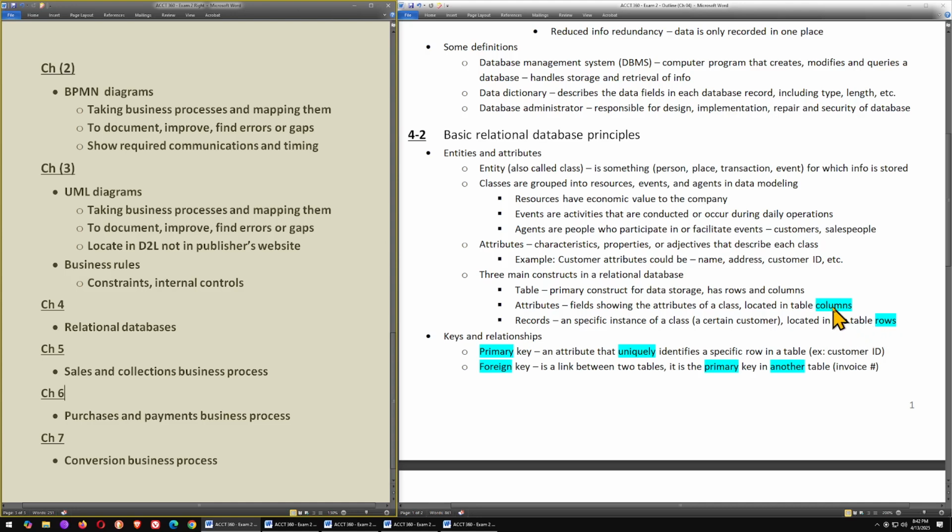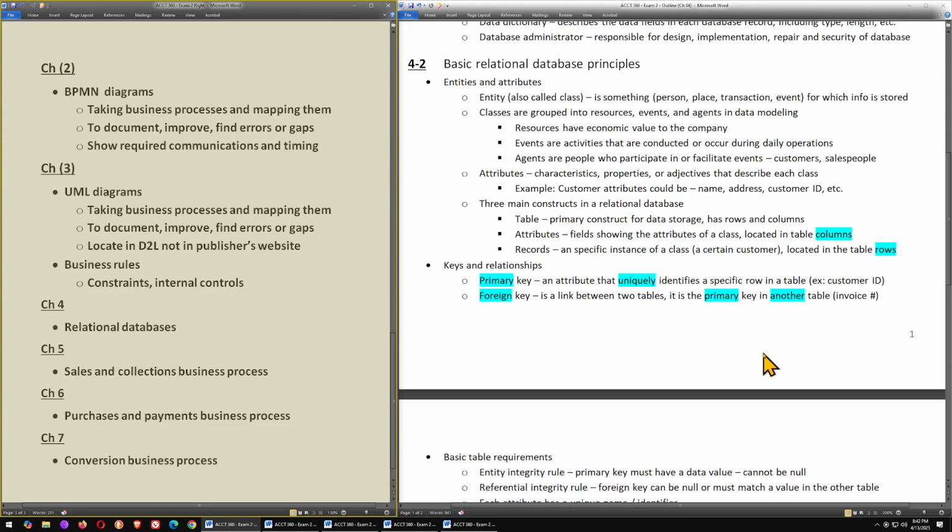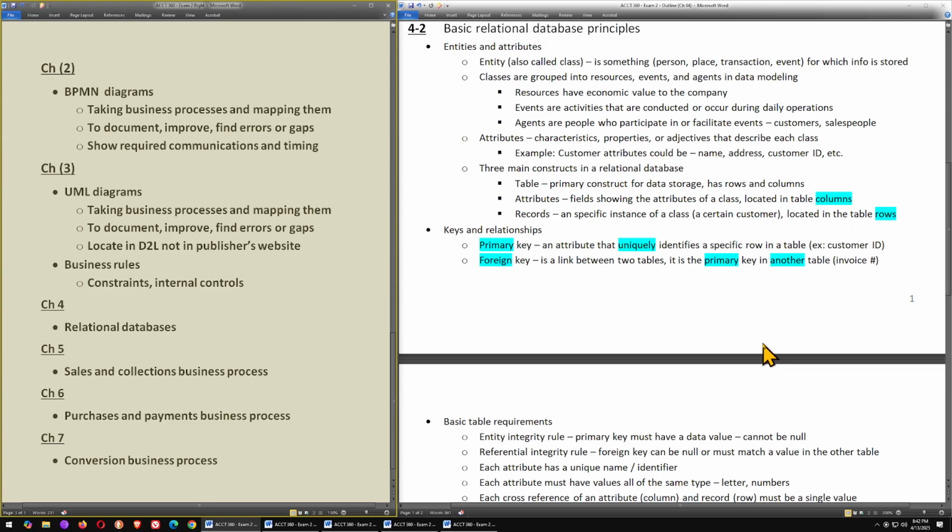What is the customer ID? What is their AR balance? How many purchases have they made? What is their home address? What is their billing address? Those are all attributes. Those are the columns. The records are in rows. And whenever we're setting these things up in the UML diagrams, we're specifically thinking about it as being a database.